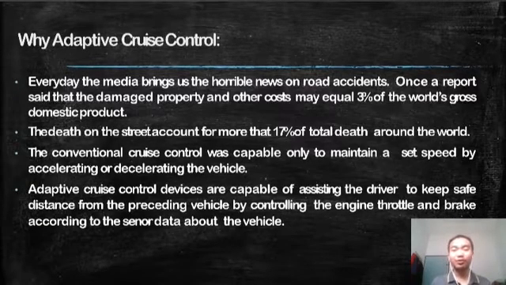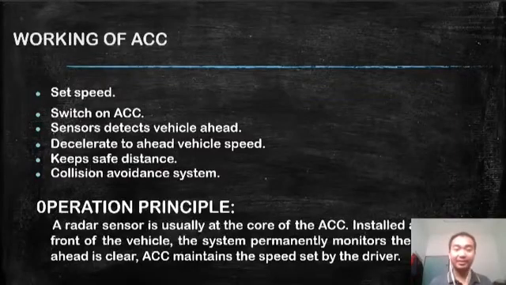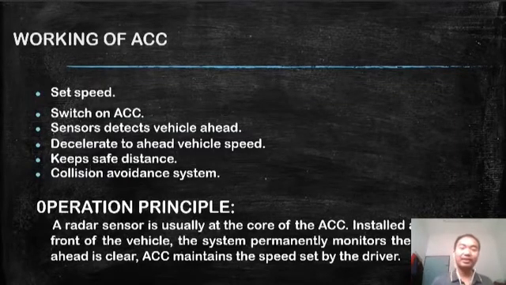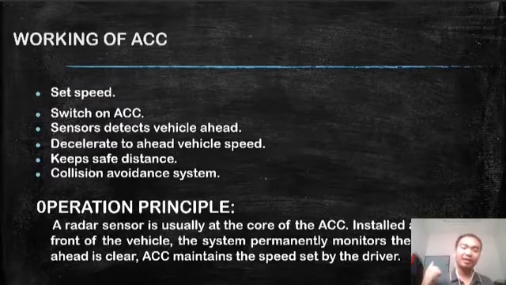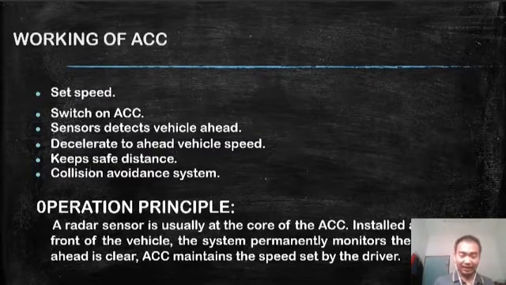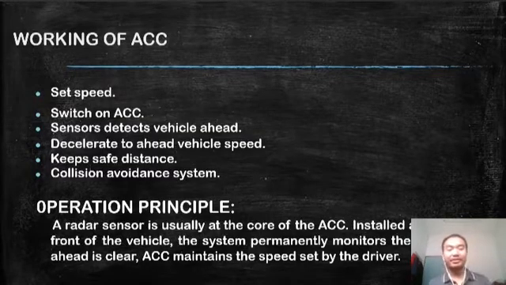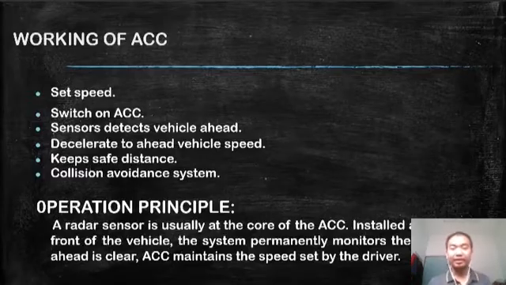The conventional cruise control was capable only of maintaining a safe speed by accelerating or decelerating relative to the vehicle ahead, by controlling the engine throttle and brake according to the sensor data about the vehicle. Working of SCC: first, set the speed, switch on SCC, the sensor detects the vehicle ahead, decelerates to the ahead vehicle's speed, keeps a safe distance, and has a collision avoidance system. Operation principle of SCC: the SCC is set by the driver. A radar sensor is the core of SCC. It is installed at the front of the vehicle to permanently monitor the route clearly.